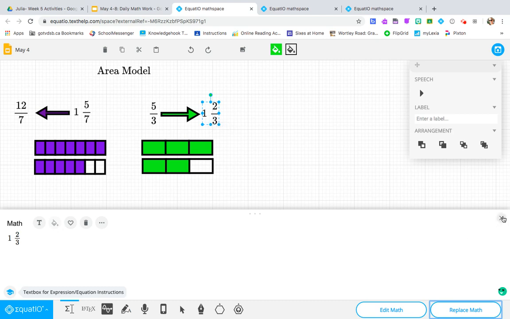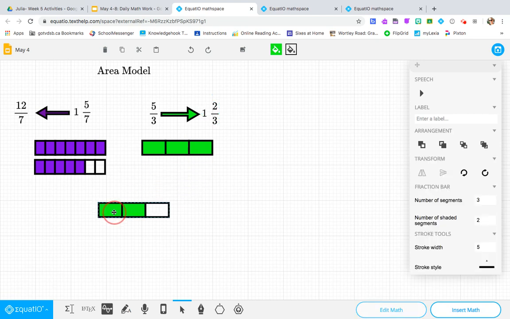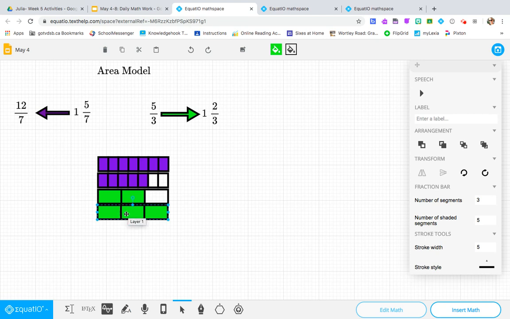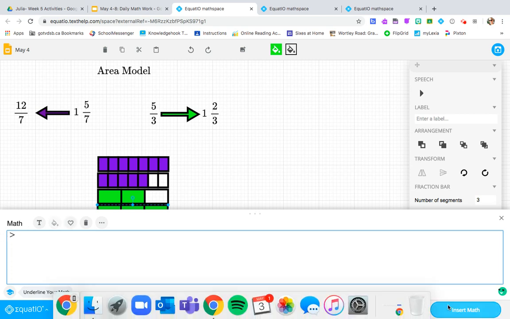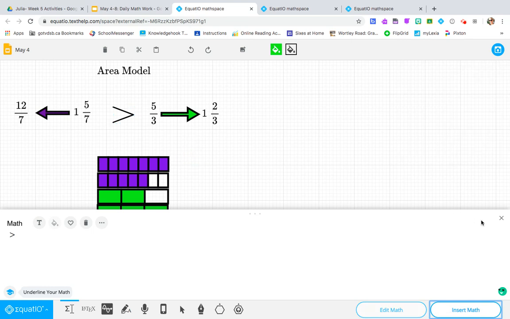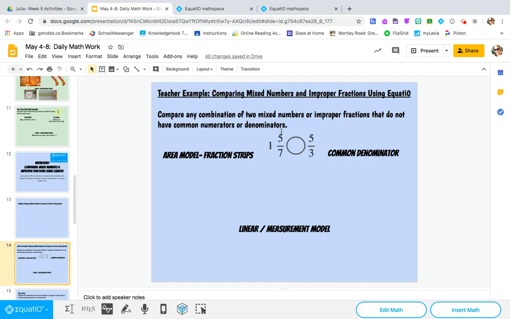Okay, now let's do what we came in here to do and compare these fractions. It's almost too close to compare to the eye lining it up this way. So we are going to line them up one on top of the other here. If we move the 2/3 down and compare that to the 5/7, we can see that 1 and 5/7 is going to be slightly larger than 1 and 2/3. Let's use that symbol, greater than. We'll insert that into our math space. I can enlarge it a little bit here for you to see better. Excellent. And let's insert that onto our slide. All right, our area model is complete there.